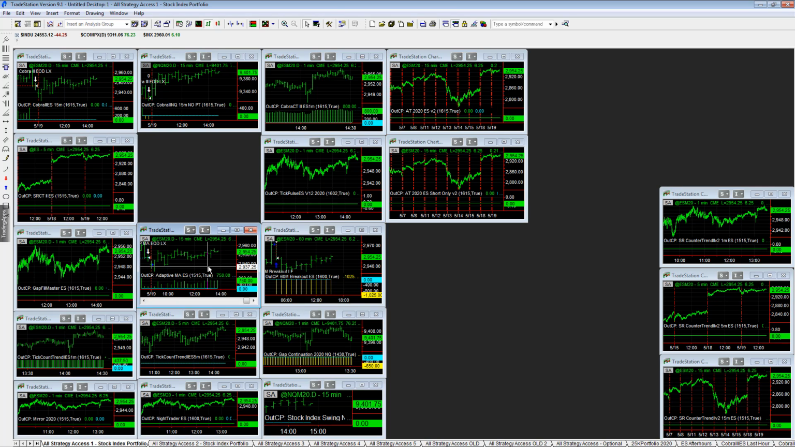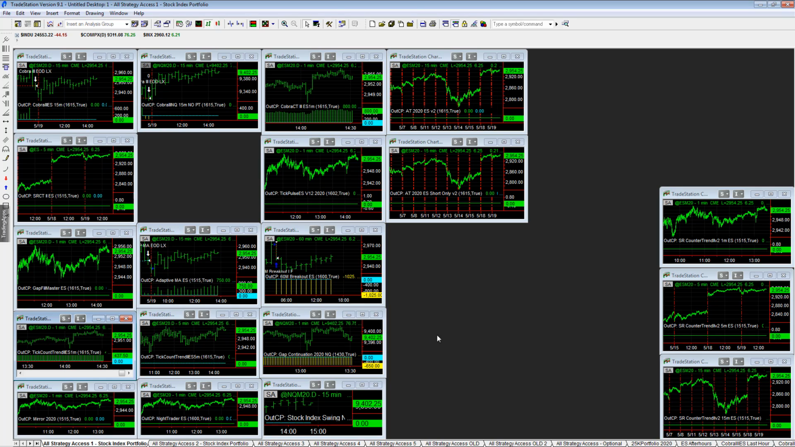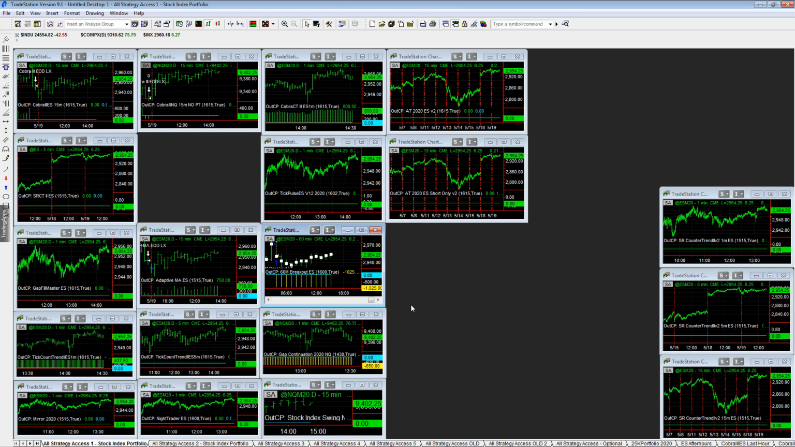And so Cobra CT3, adaptive moving average, and tick count trend 2 are the top trades and top strategies in this workspace, while gap continuation and 60-minute breakout, both taking breakouts, are down on the day.